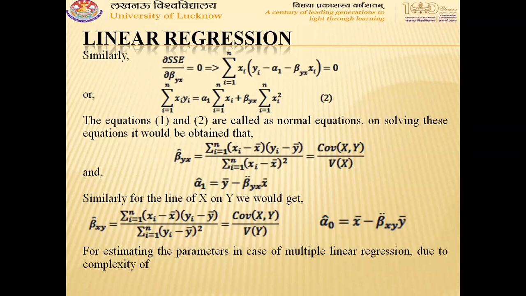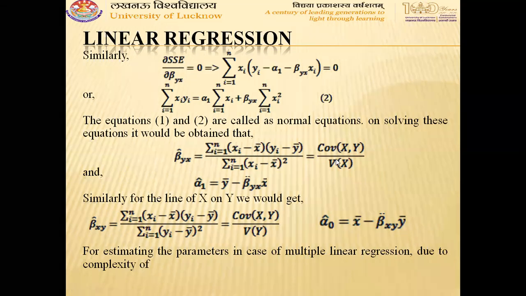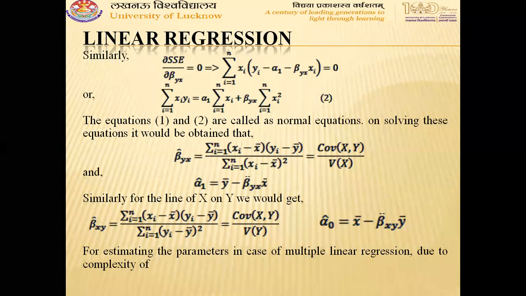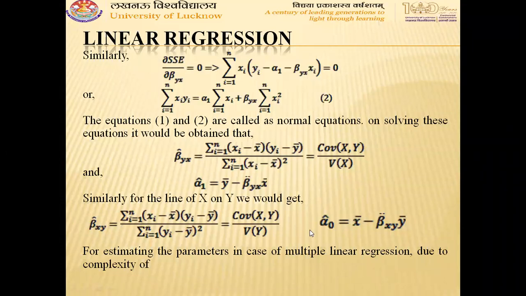On solving these normal equations, we obtain that the estimate of the slope parameter comes out to be covariance of xy upon variance of x, and the estimate of the intercept parameter comes out to be y bar minus beta yx x bar. Similarly, if we consider the equation of the line of x on y, then the slope parameter comes out to be covariance xy upon variance of y, and the intercept parameter comes out to be x bar minus beta xy y bar.